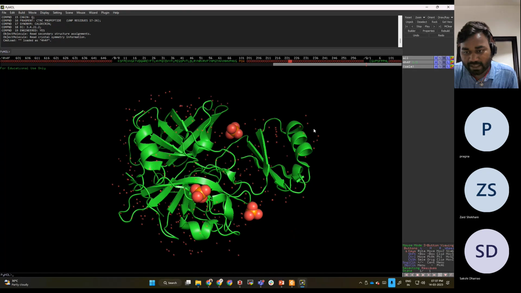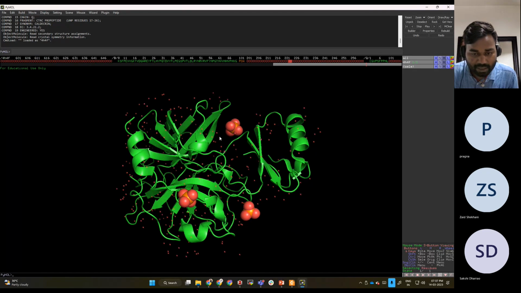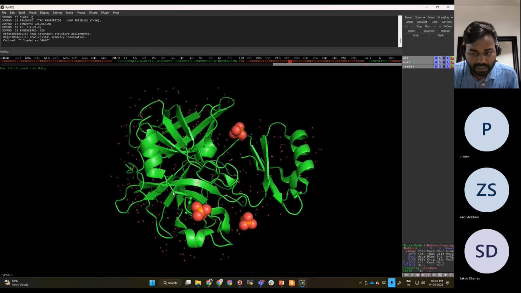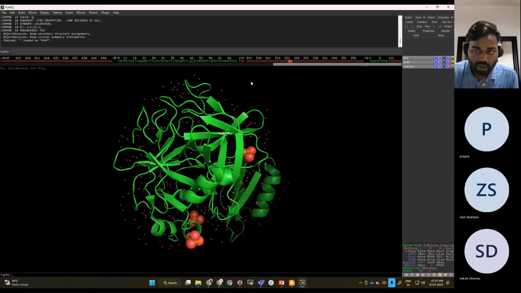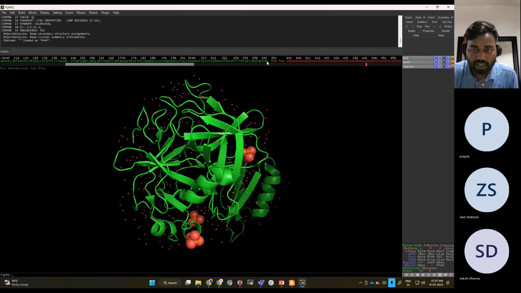And then it has another chain, chain C. So it has a total of three chains: chain A, chain B, chain C. Chain C is the smaller one, with 10 amino acids. Then 70 amino acids in chain B, and in chain A, a total of 244 amino acids. Okay.